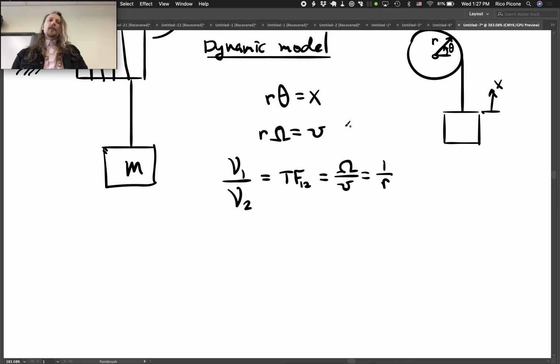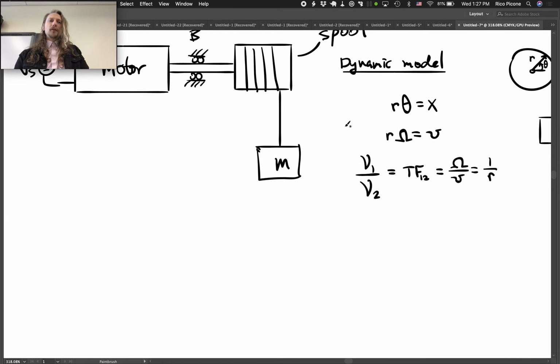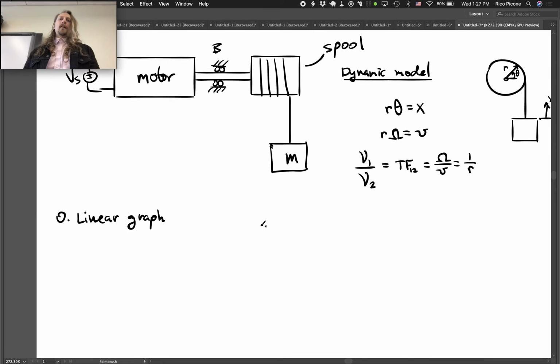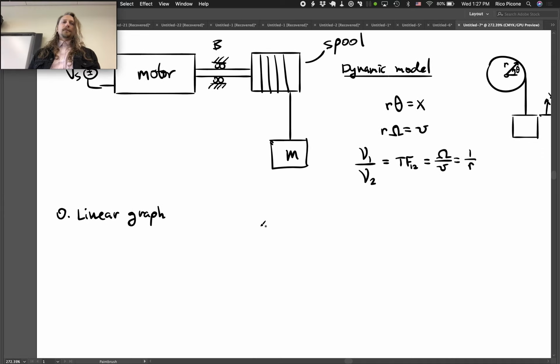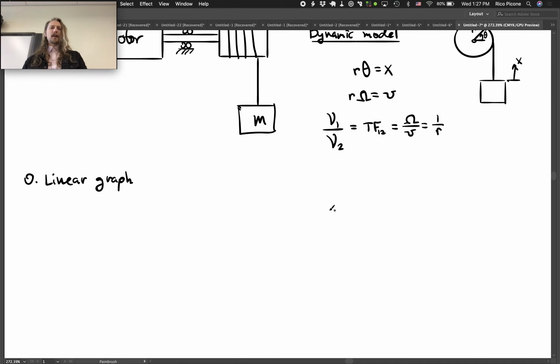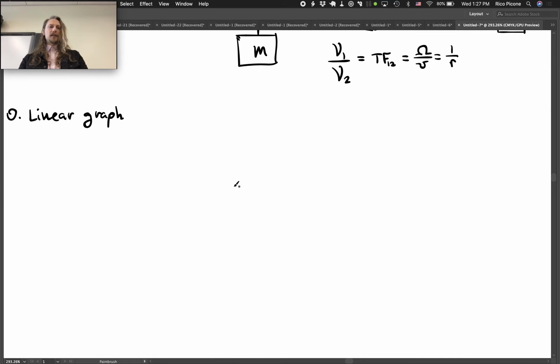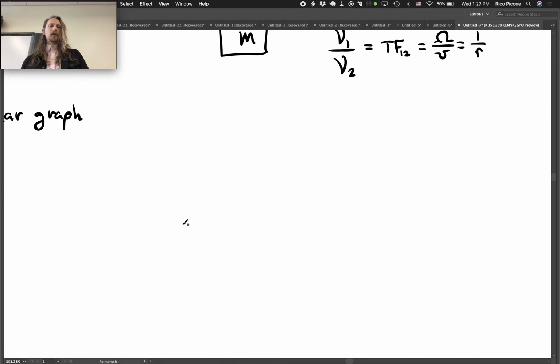Okay, so we've got that transformer. Let's do a linear graph model. And we have an electronic side, we have a rotational mechanical side, and then we have a translational mechanical side. So they're each going to have their own ground. Let's go ahead and put those grounds in first, maybe.